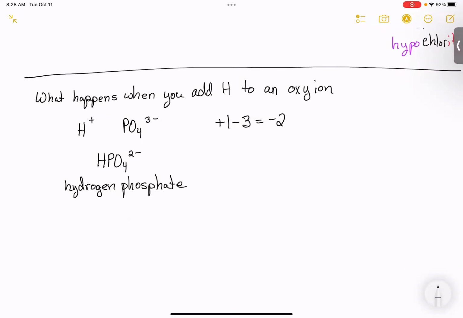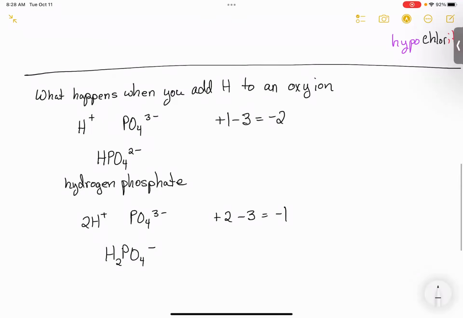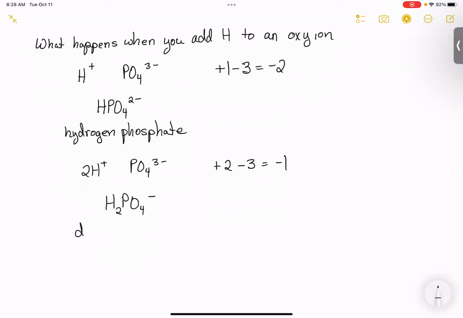Now, you could also add 2 hydrogens to PO4 3- so that you have H2PO4, and the charge will be a +2 from the 2 hydrogens, a -3 from the phosphate, giving it a total of a -1 charge. Now the prefix for 2 is di. So this is dihydrogen phosphate.